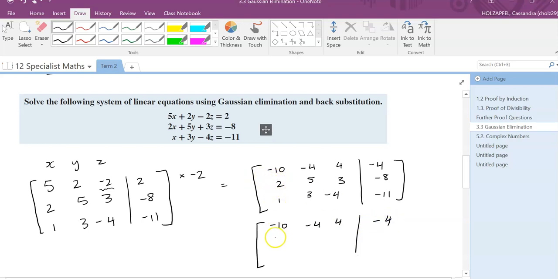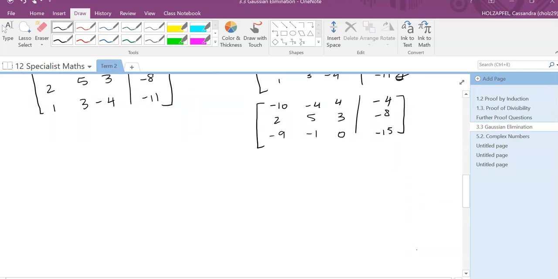So adding in, this one hasn't changed either because we're going to manipulate that third row. We're going to add this row into this row and replace row 3. So -10 and 1 makes -9, -4 and 3 is going to make -1, and then 4 and -4 is going to make 0. -4 and 11 is going to make -15.